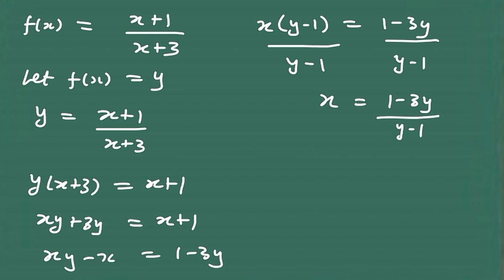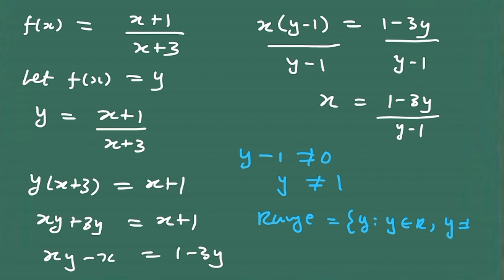Now to find the range of this function, we can say that y minus 1 should not be equal to 0, and this means that y should also not be equal to positive 1. So the range of the function should be equal to the set of all real numbers except y shouldn't be positive 1.